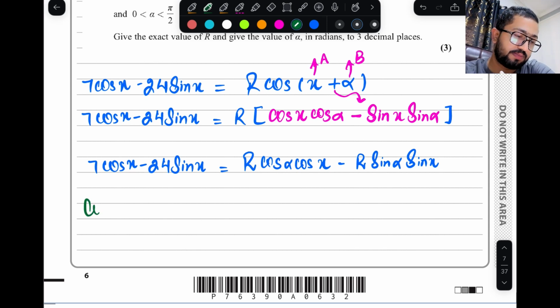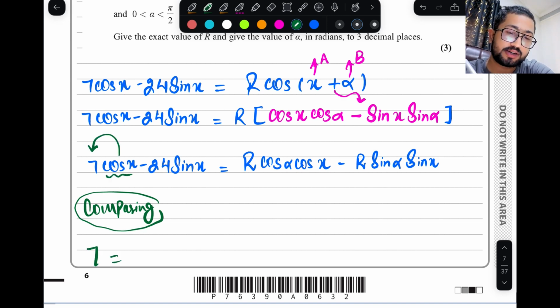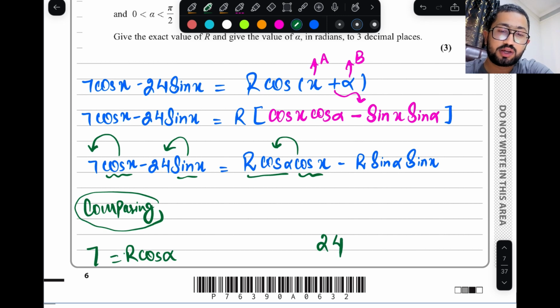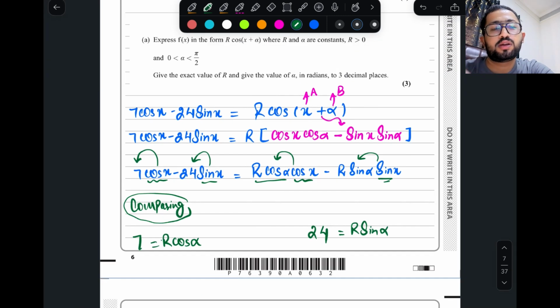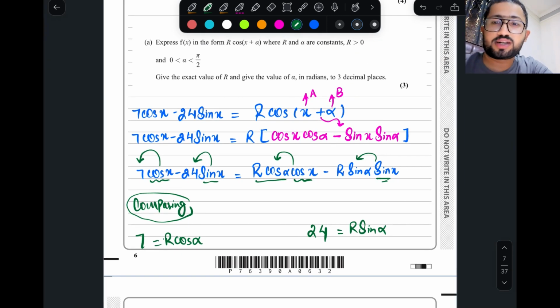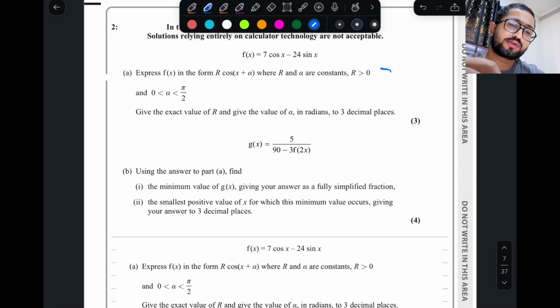Now I'm going to compare both of them. How to make the comparison? What is the term with cos x on the left hand side? 7. What is the term with cos x on the right hand side? R cos alpha. Put them equal to each other. Similarly, the term with sin x is 24 and on the right it is R sin alpha. I don't think there is any issue. It is very easy and straightforward. Just put them equal to each other. We know that is our type 1 question.